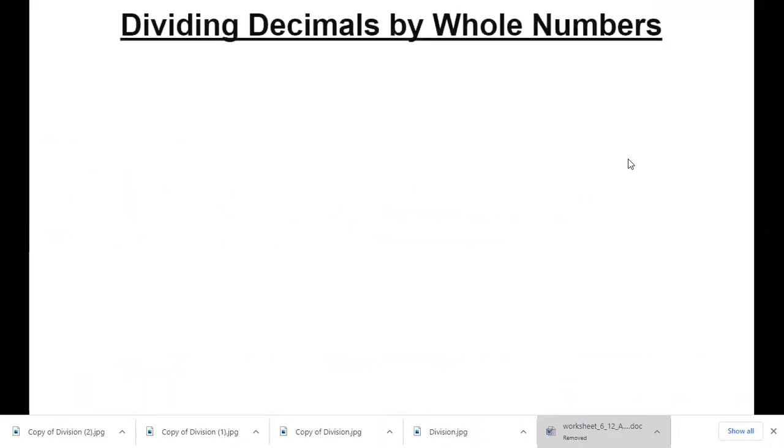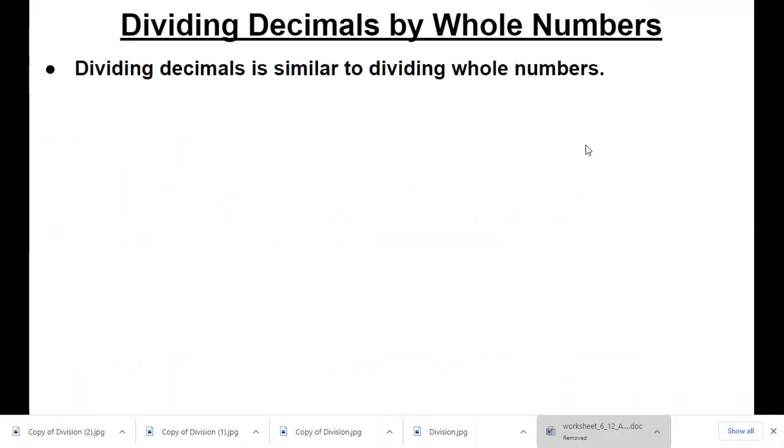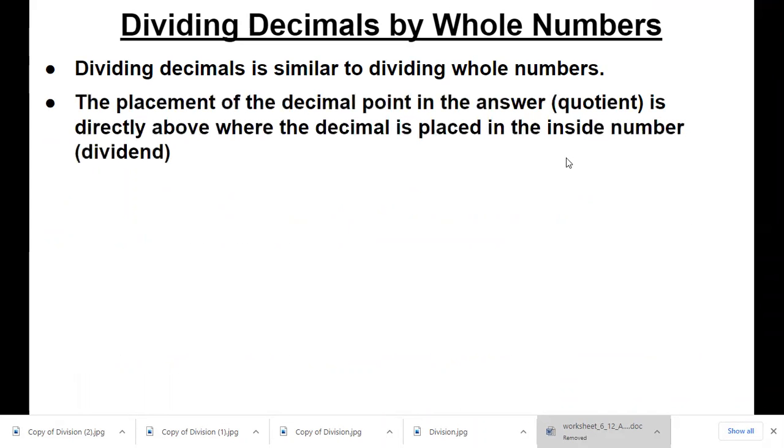And let's get started. Dividing decimals by whole numbers. Dividing decimals is similar to dividing whole numbers. There's not much that's going to be different in this lesson, except that we have a decimal point. The placement of the decimal point in the answer, the quotient, is directly above where the decimal is placed in the inside number, the dividend.